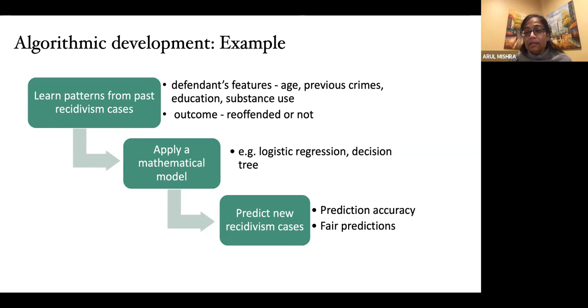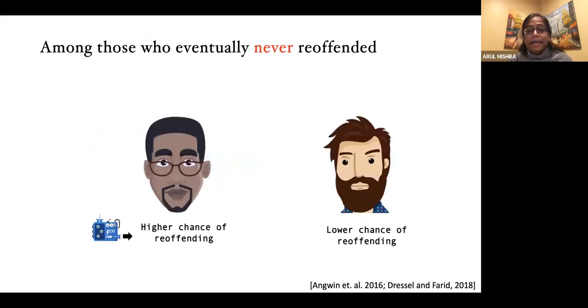Now, in this case, along with prediction accuracy, one more thing, given the new instances that have been raised about whether these algorithms are equitable, whether they are fair, whether they are non-discriminatory across different groups, we can also test for whether these are fair predictions. And research has done that. They have gone back to try and figure out whether these predictions were fair or not.